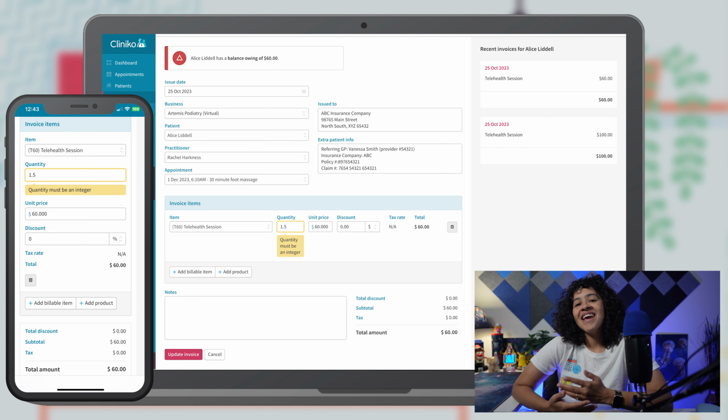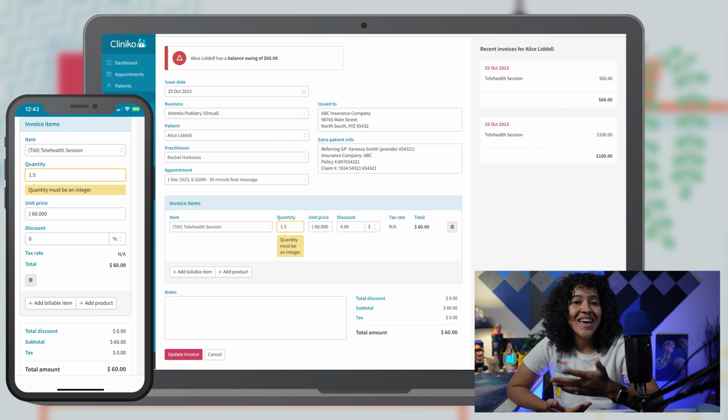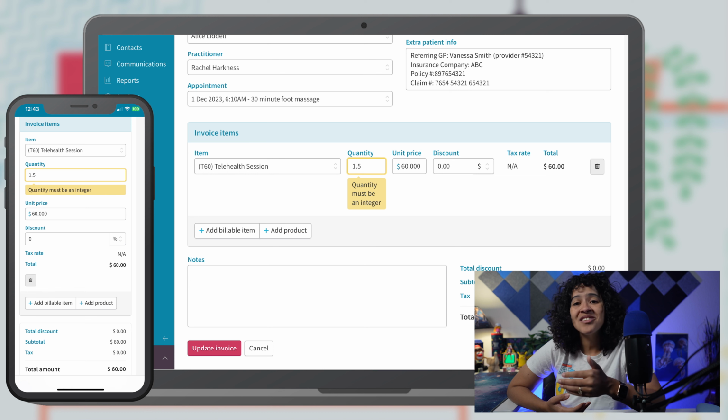When creating or editing an invoice in Cliniko, if you see the error message that quantity must be an integer, the root of this issue is that the quantity field has to be a whole number. Decimals or fractions are not accepted.